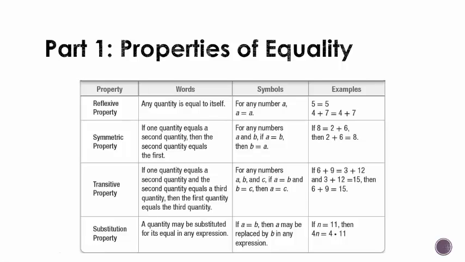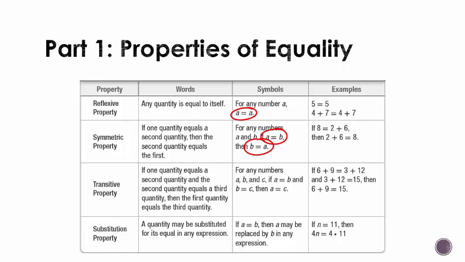Chances are you take all of these for granted, but we have to define them, and we have to know that they exist in order for us to do some of the math that we're going to do in this class. The reflexive property means that any quantity is equal to itself. So A equals A. For example, 5 equals 5, and 4 plus 7 equals 4 plus 7.